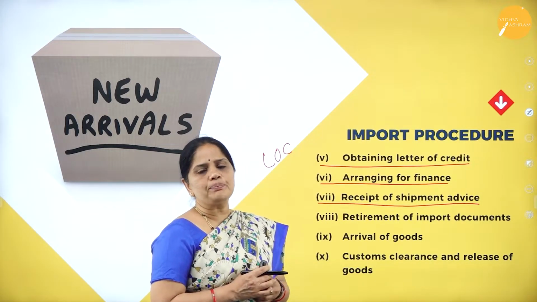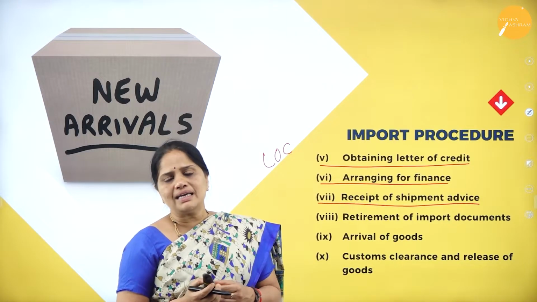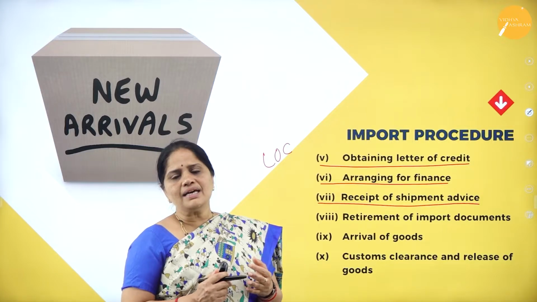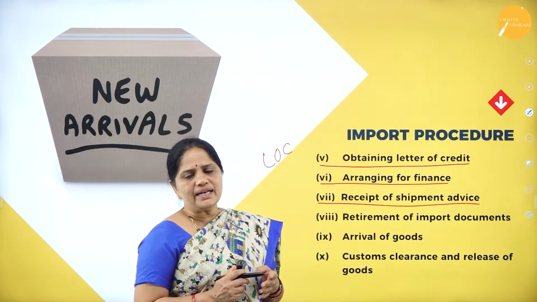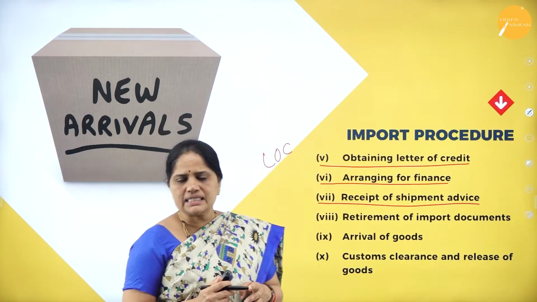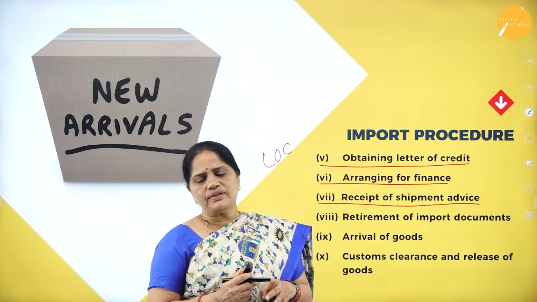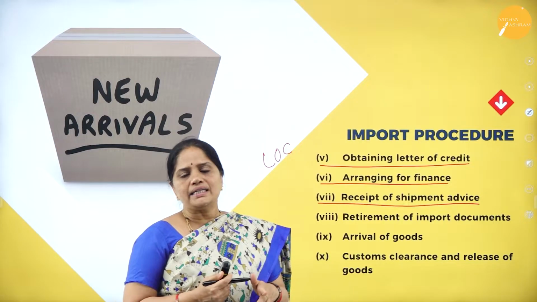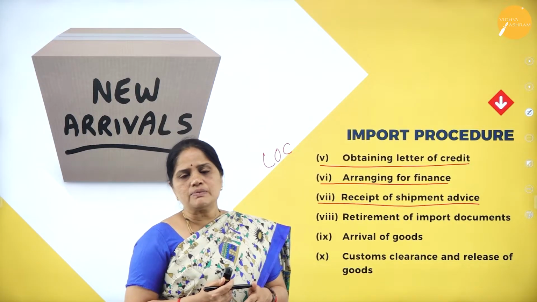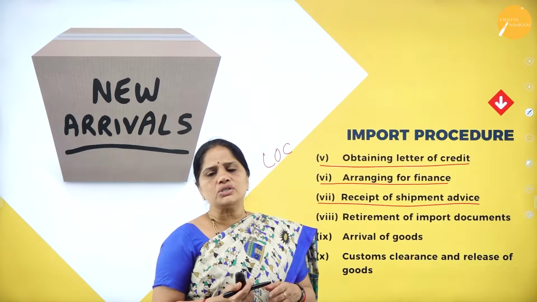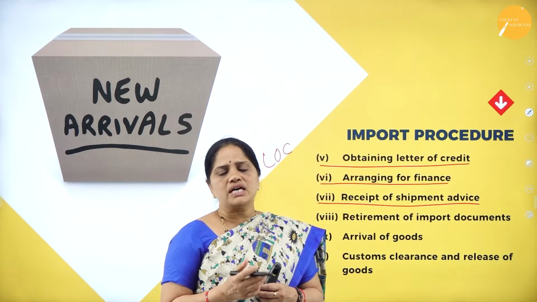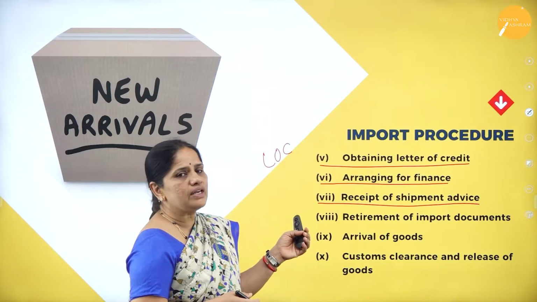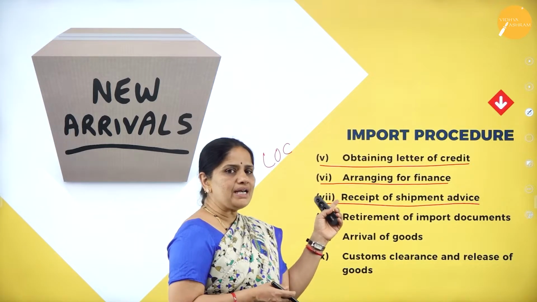Now, in this shipment advice, it will contain the invoice number of the bill, then the bill of lading, then the airways bill, then it will also contain details relating to the name of the ship in which the goods are boarded, and then it will also contain the various ports of destination and also the date on which the goods have been loaded on the ship. So, all these details will be in the shipment advice.